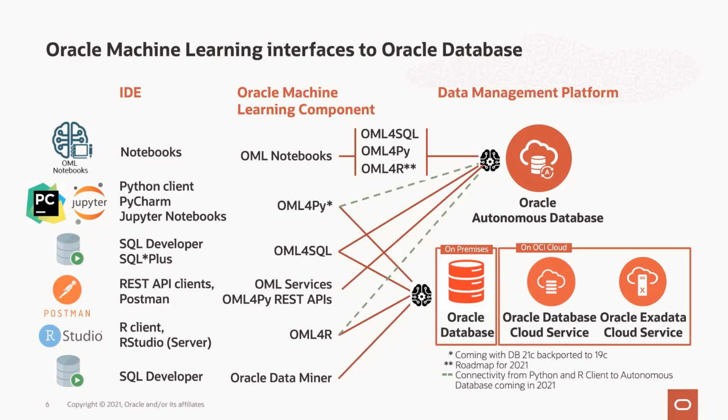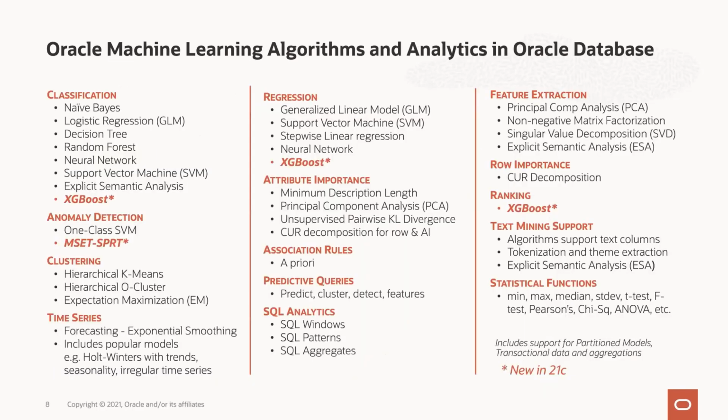And then we have all these other components, right? REST APIs and R and SQL Developer as well. Just to illustrate, these are the algorithms that run in database. You can see in red, we have XGBoost coming up as a new algorithm and MSET as well. These are all the algorithms that are available in database.